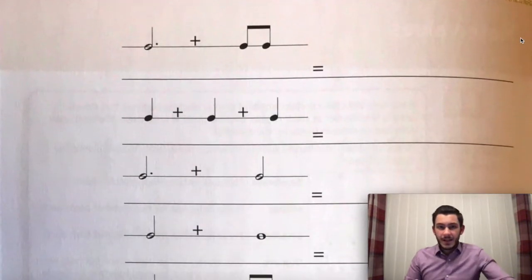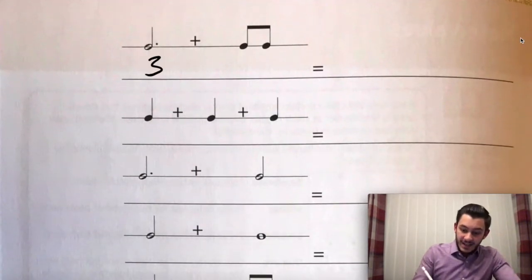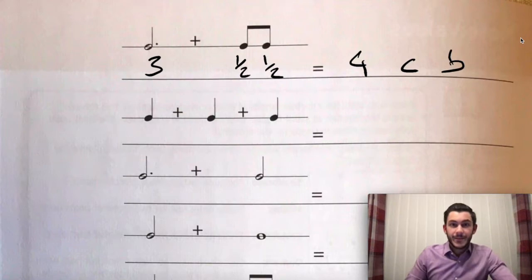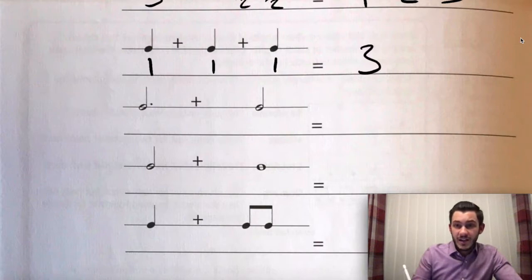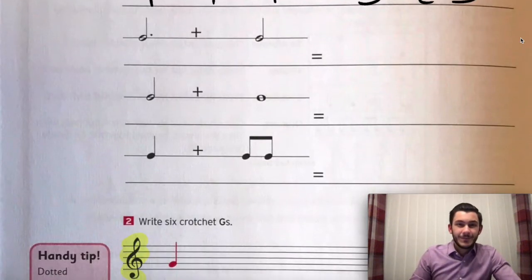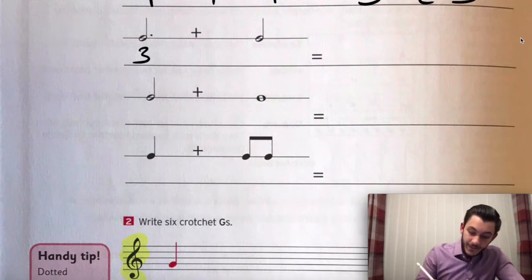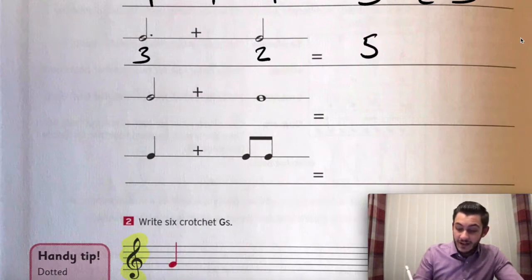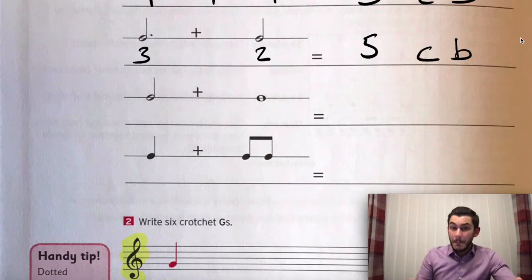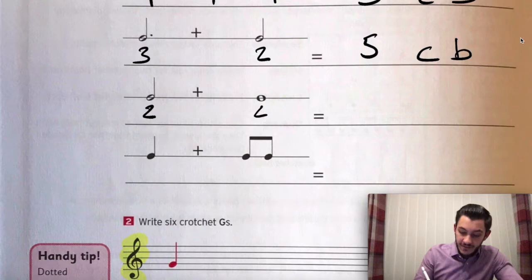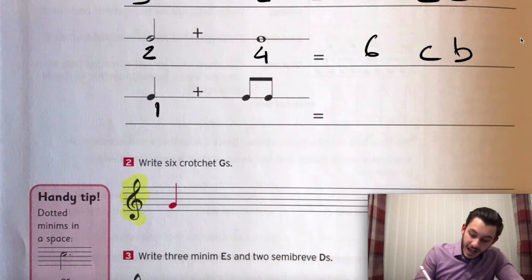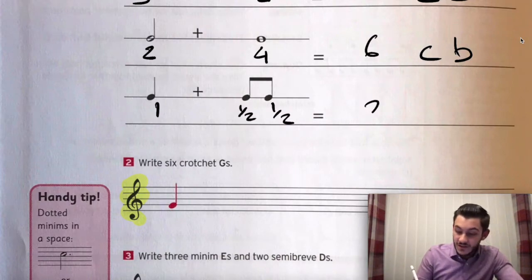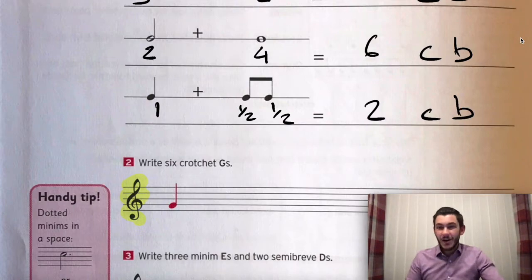The next one, a dotted minim, so that's 3 beats, added to a half and a half, gives us 4 crotchet beats. Now we have a crotchet, and a crotchet, and a crotchet, which is 3 crotchet beats. A dotted minim, which is 3, added to a minim, which is 2, gives us 5 crotchet beats. A minim, which is 2, added to a semibreve, which is 4, gives us 6 crotchet beats. A crotchet added to a quaver, gives us 2 crotchet beats. I hope you got all of them all right.